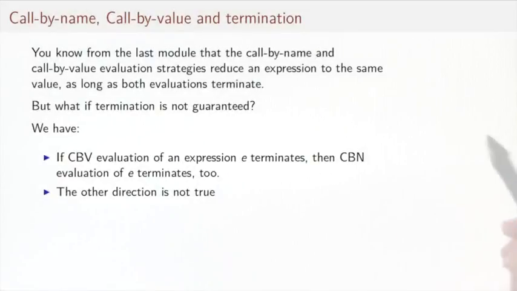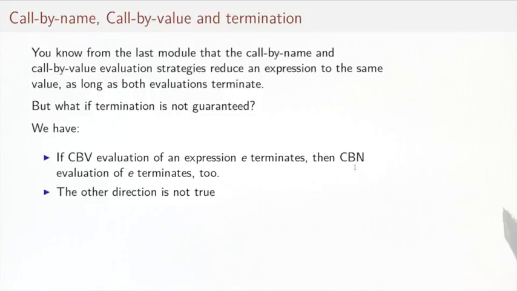So if we look at call by name and call by value and how they relate to termination, then we know that both evaluation strategies will always reduce to the same value, provided evaluations terminate. But what if evaluations do not terminate? We have seen in the last session that some of the expressions actually do not give a value in a finite number of steps. So there we have an important theorem which says that if the call by value evaluation of an expression terminates, then the call by name evaluation of that same expression will terminate also.